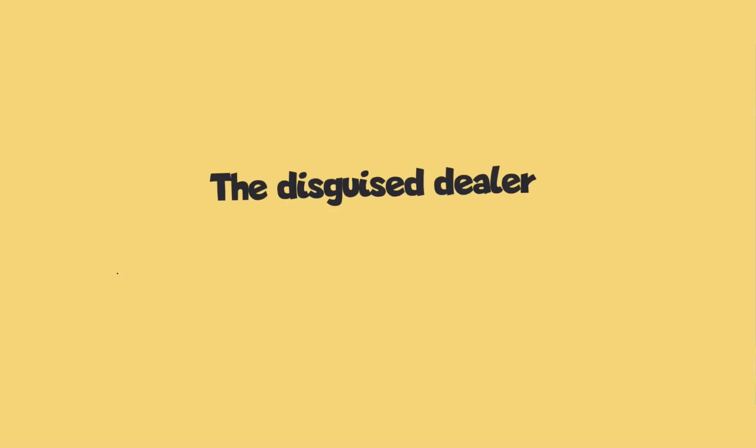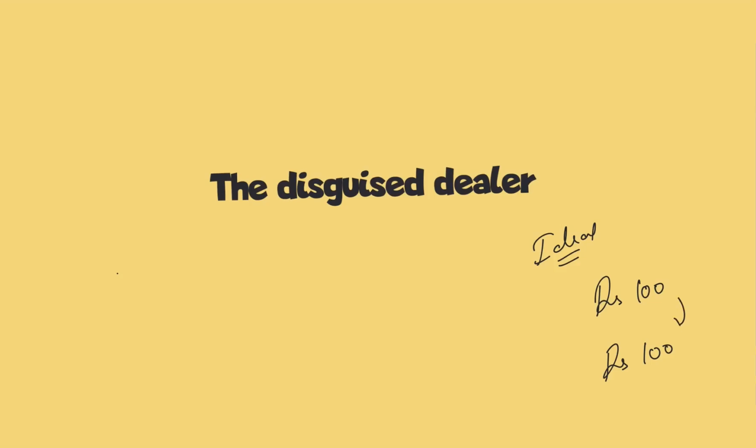Now let's see a problem on a disguised dealer. What is a disguised dealer? Let us compare him with an ideal dealer. What is an ideal dealer? An ideal dealer is one who buys at rupees 100 and sells at rupees 100 only.